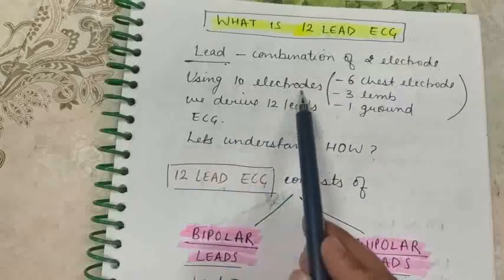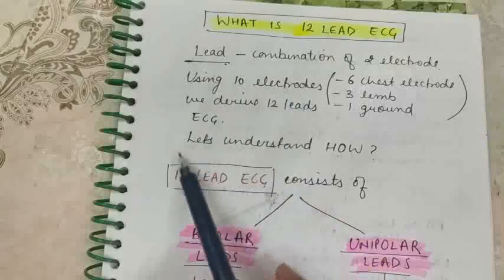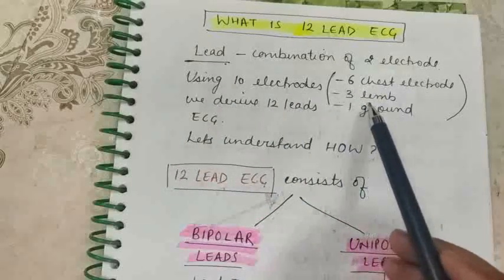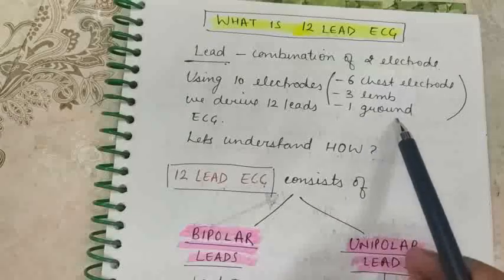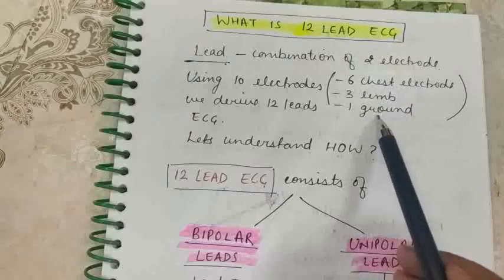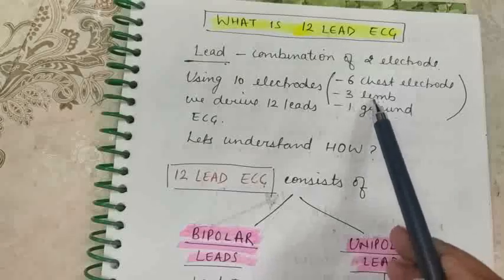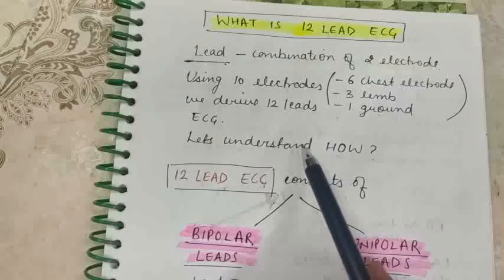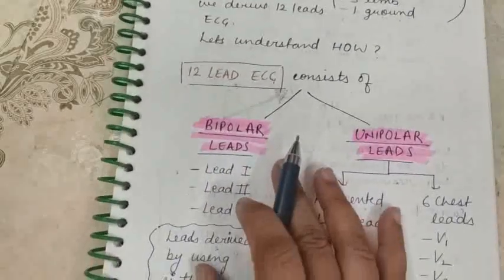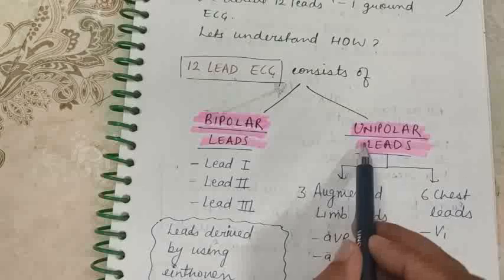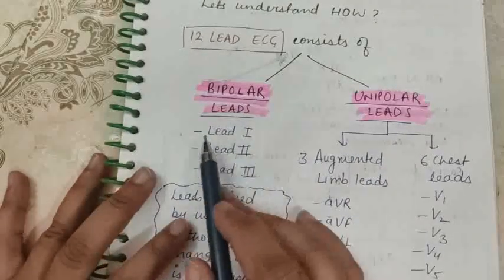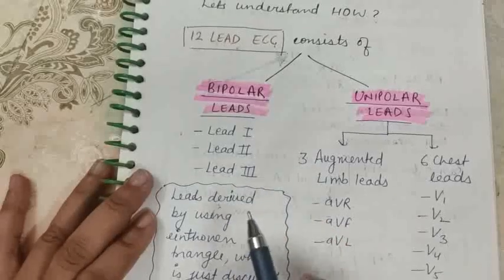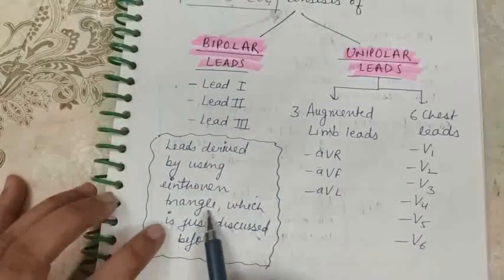So we apply 10 electrodes on the surface at various points: 6 chest electrodes, 3 limb electrodes and 1 ground electrode. That's how we apply only 10 electrodes and derive 12 leads from them. Now let us see what those 12 leads are. The 12 leads consist of bipolar leads and unipolar leads. Bipolar leads use Einthoven's triangle: lead 1, lead 2 and lead 3. These leads are derived using Einthoven's triangle.